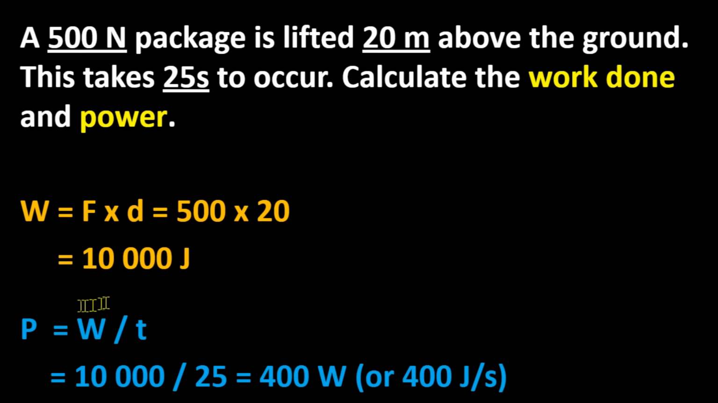The power will be the work done over time. 10,000 joules over 25 seconds means that the power needed to do this would have been 400 watts or 400 joules per second.